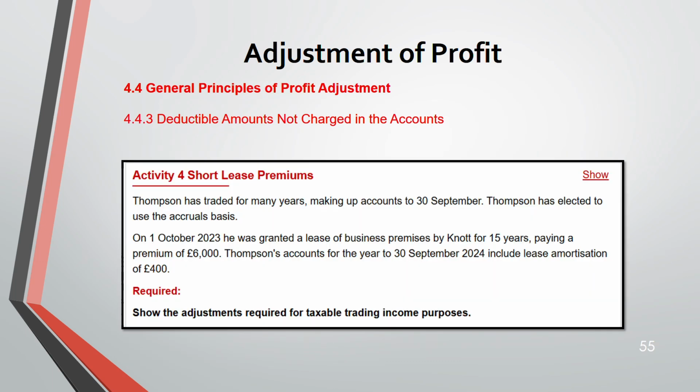So now we'll solve activity 4 for short lease premium. You have to show adjustments required for taxable trading income purposes. This is a very common question in your tax exam. Make sure that you know all the adjustments. Thomas has been trading for many years, up to 30th September. They have elected accrual basis. On 1st October 2023, granted a lease for 15 years. Premium is 6,000. His costs to 30th September include lease amortization of 400. So now let us do activity 4.